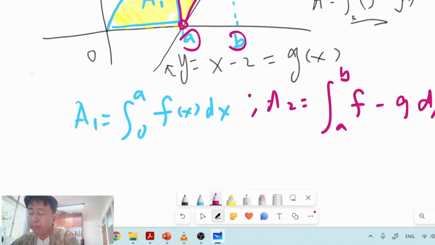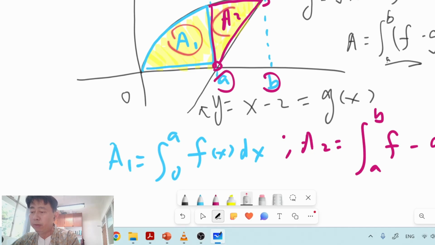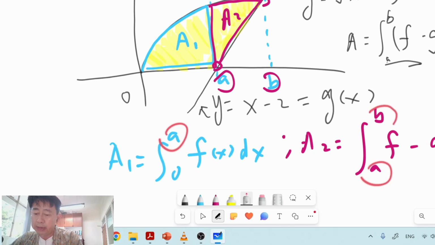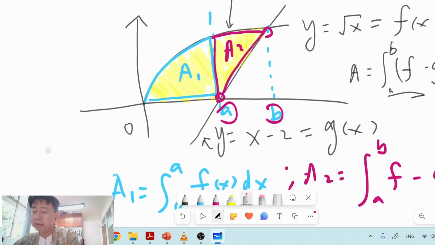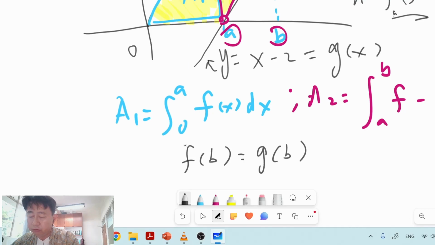So in this example, you have to separate the calculation of the region into A1 and A2, and for that purpose, you have to know the values of a and b for the intersections of the functions at this point a and at this point b. So let us try to calculate the value of b based on these two functions. To calculate b, you have the situation where the function f at point b is the same as the value of the function g at point b.